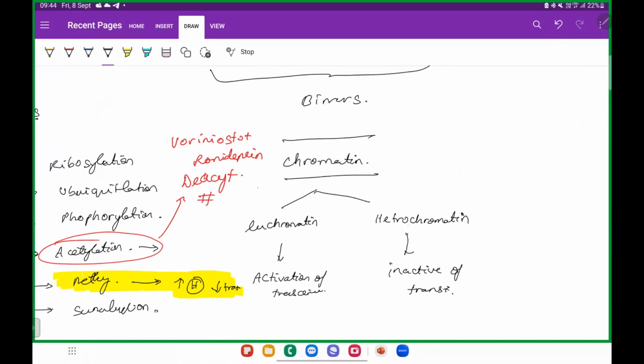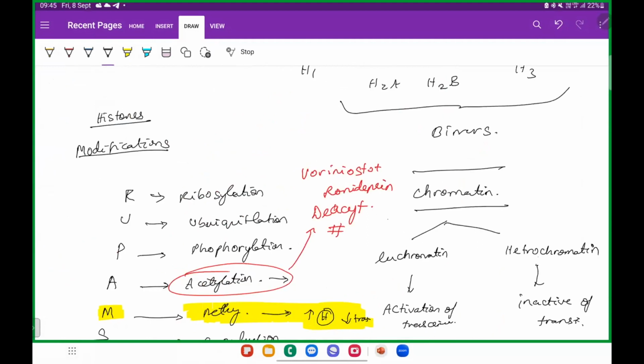So these histones are going to cause some modifications. What are those modifications? I usually remember it as Miss Rupa or Rupa MS. R stands for ribosylation, U stands for ubiquitination, P stands for phosphorylation, A stands for acetylation, M stands for methylation, and S stands for sumoylation.